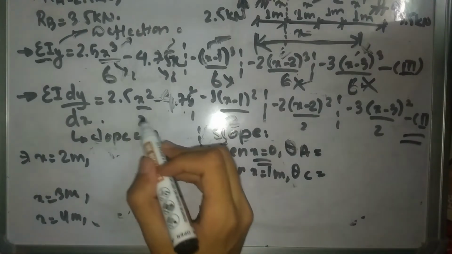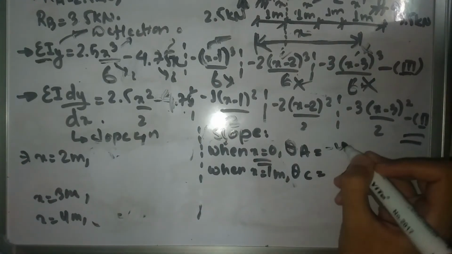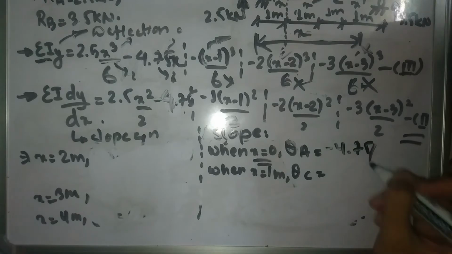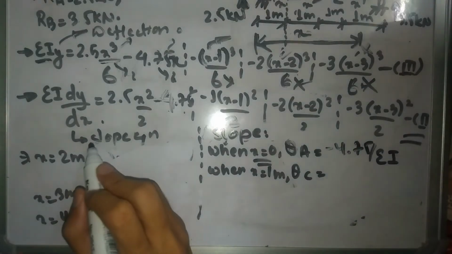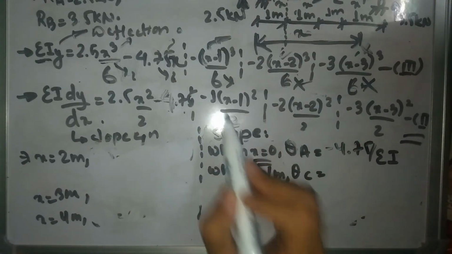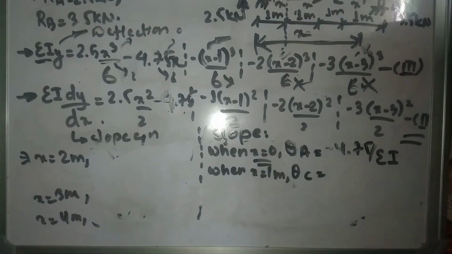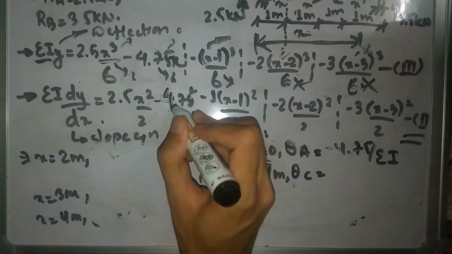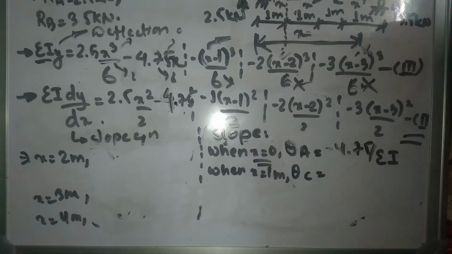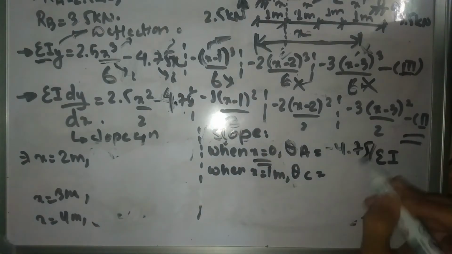So my first equation is going to be 0, so I have minus 4.75 divided by EI, because all the remaining terms are going to be less than 0. 0 minus 1 minus 1, 0 minus 2 minus 2, 0 minus 3 minus 3. So we're going to ignore all the remaining terms. So we're going to simply have minus 4.75 divided by EI.